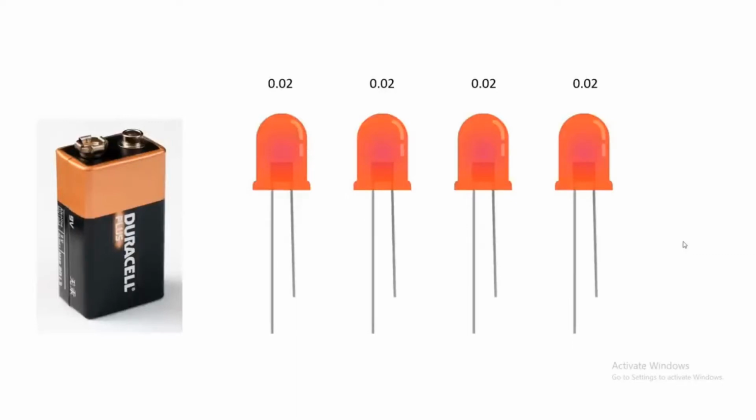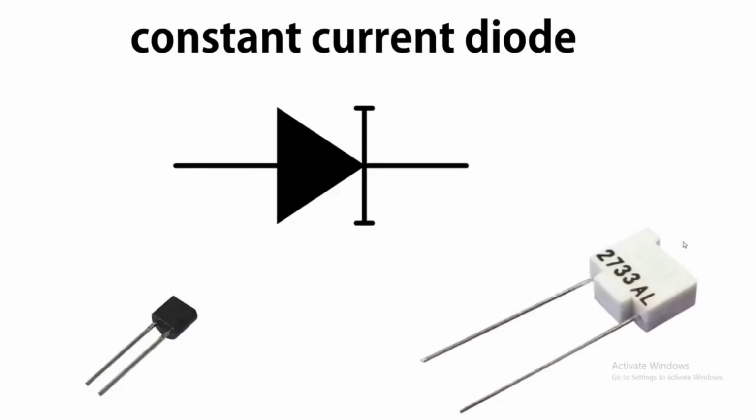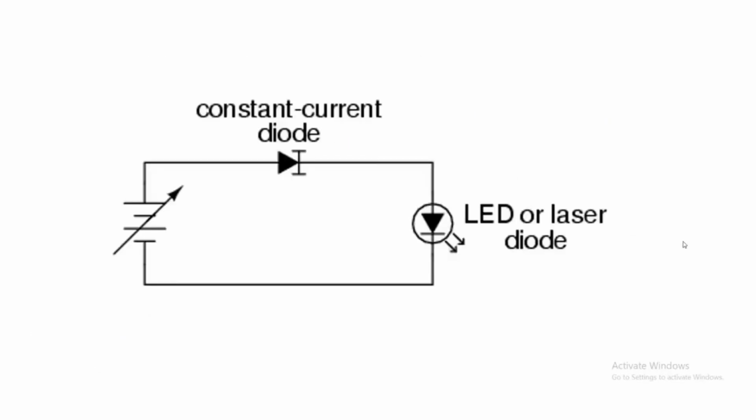So then we are using the 0.02 ampere constant current diode, which allows only 0.02 ampere current in the circuit. This is the symbol of the constant current diode. It is the circuit diagram of the constant current diode.